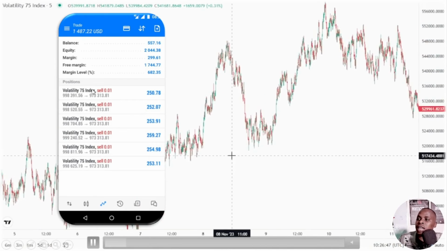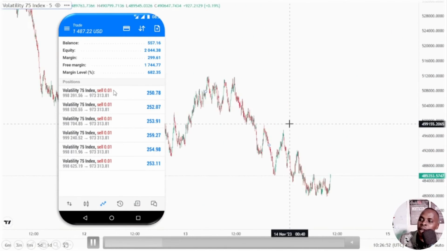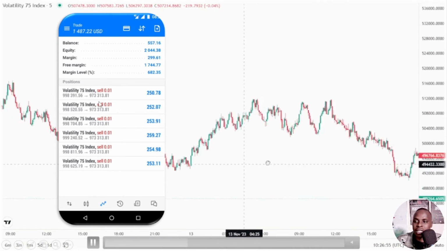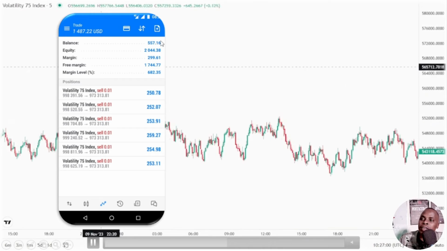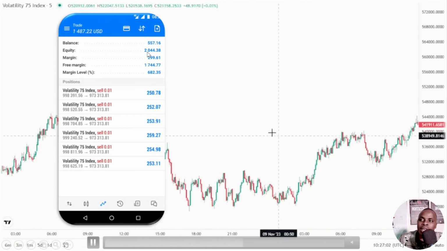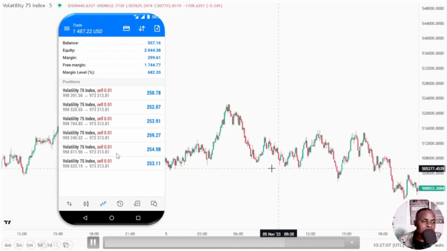So you can see here that using a very small lot size, if you are using a micro lot like what we do in synthetic indices, you can simply grow a $500 account to $2,000 with like 5 trades, and this will take you very few minutes.